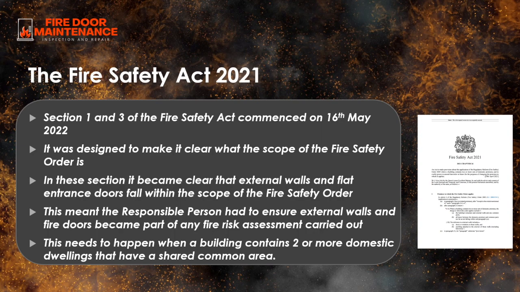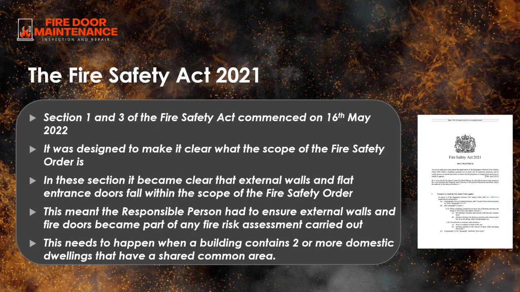Previously, it wasn't very clear which parts of the building, or the building fabric, fell under the remit of the Fire Safety Order. So in the two new sections, it is now very clear that both external walls and fire doors, which we're talking about today, should be brought within the scope of the Fire Safety Order.